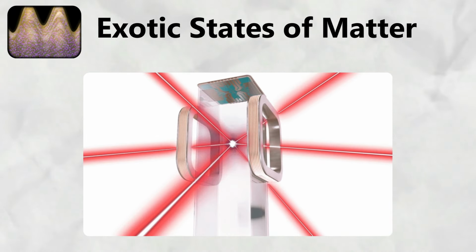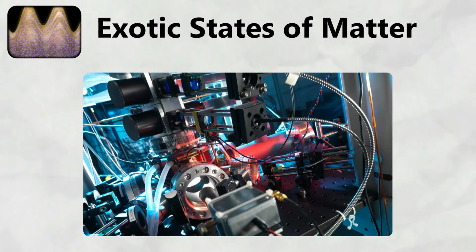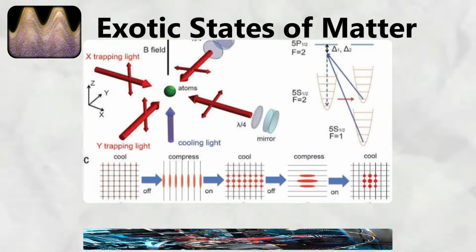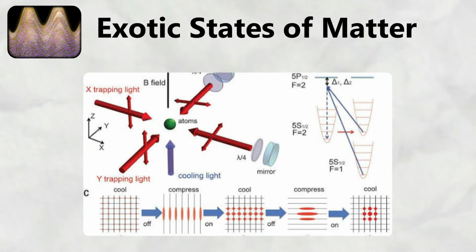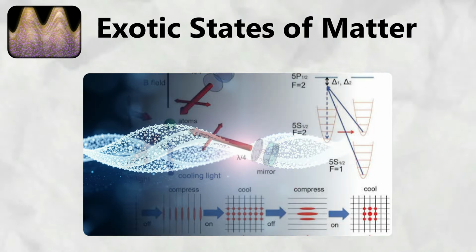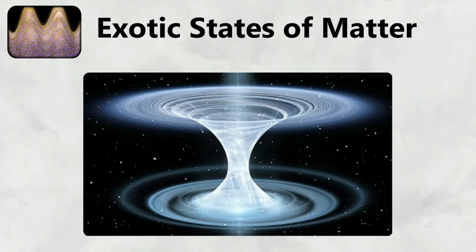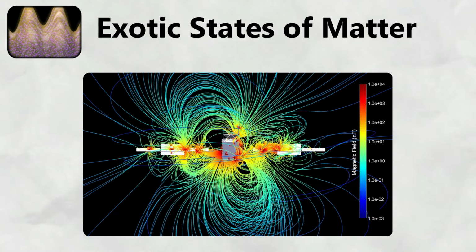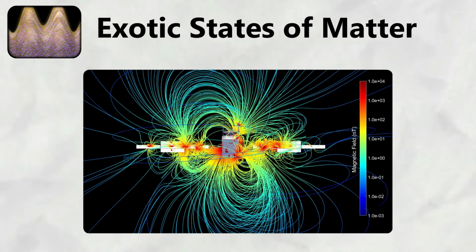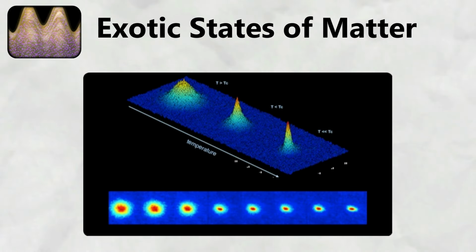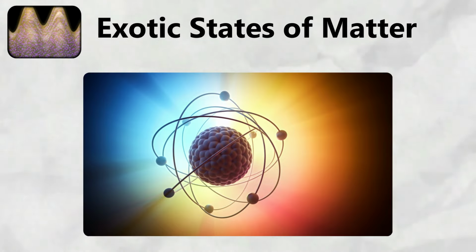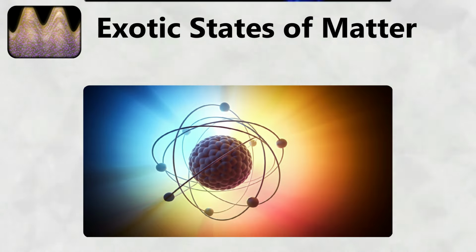Scientists first created Bose-Einstein condensates in laboratory conditions in 1995, using rubidium atoms trapped by magnetic fields and cooled with laser techniques. The condensate appears as a dense cloud of atoms that can flow without friction, similar to a superfluid, and can be manipulated using magnetic and optical fields. These condensates allow researchers to study quantum mechanics on scales large enough to observe directly.